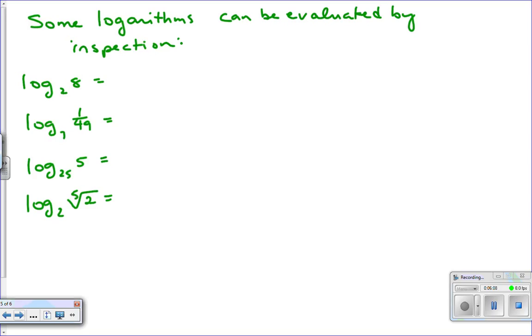Some logarithms we can evaluate by inspection. So that is without needing a calculator or any fancy rules. This is where being able to switch back and forth between logarithm form and exponential form really comes in handy. So if I want to evaluate this logarithmic expression, the log base 2 of 8, I can think 2 to what power, so I'll call it an x, is equal to 8. So what's the value of x that gives me that? Well, 2 cubed is equal to 8, so the answer to this one is 3.